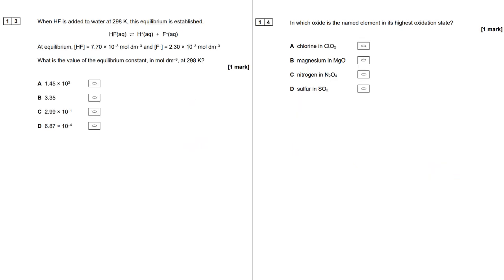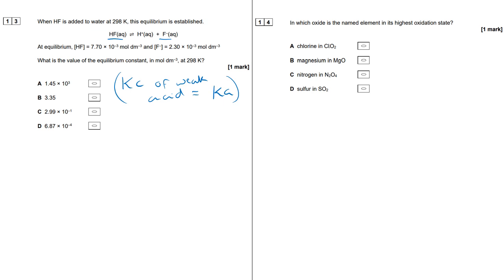So when HF is added to water for question 13, the following equilibrium is established. So we're given the concentration of HF, we're given the concentration of F minus, and being asked to find the equilibrium constant, Kc. You might see the equation and realise that it's actually a weak acid. So the equilibrium constant for a weak acid is actually Ka. You don't necessarily need that for this question.